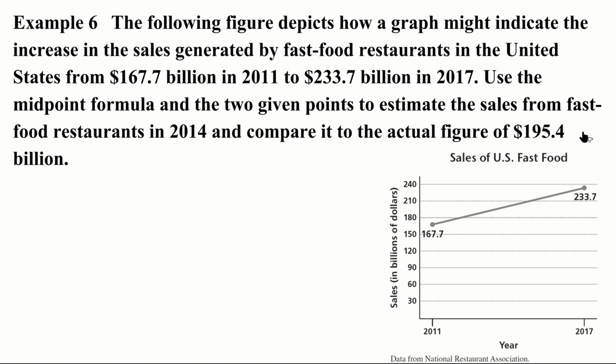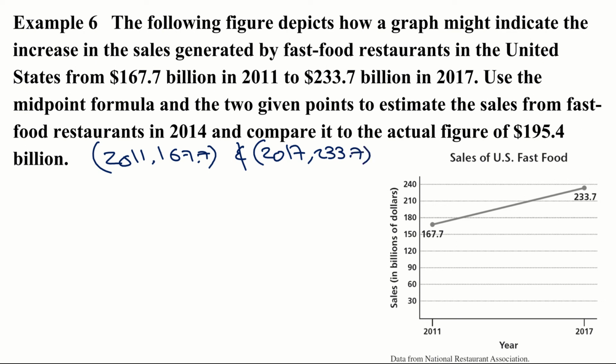Word problems can sometimes sound scary, but when you listen to what they actually want, it's usually pretty simple. So here we're finding the midpoint of these two points. Remember, you need ordered pairs. So the points are 2011, comma, 167.7 and 2017, comma, 233.7.